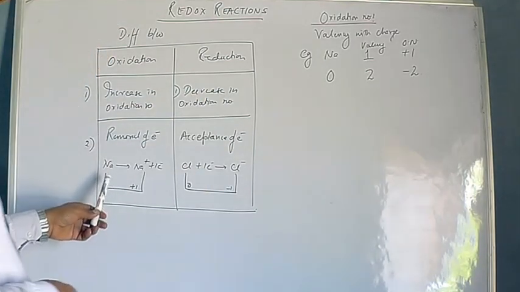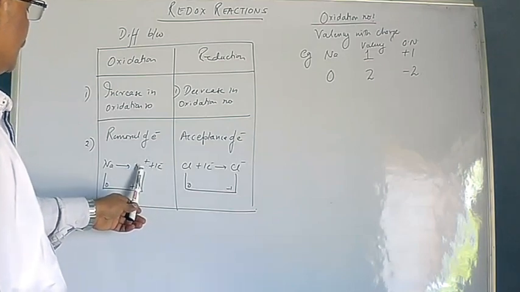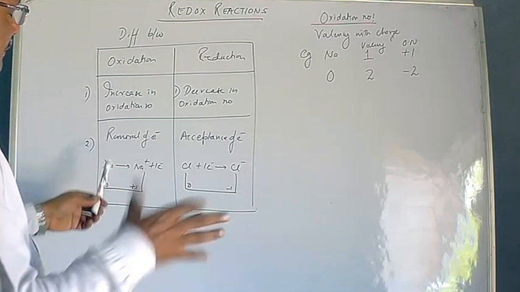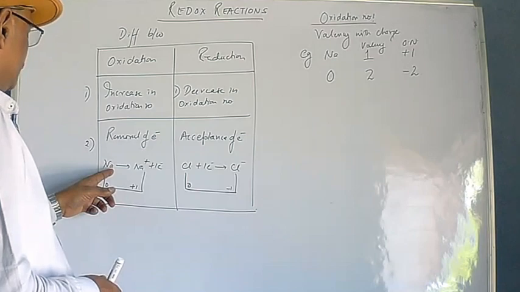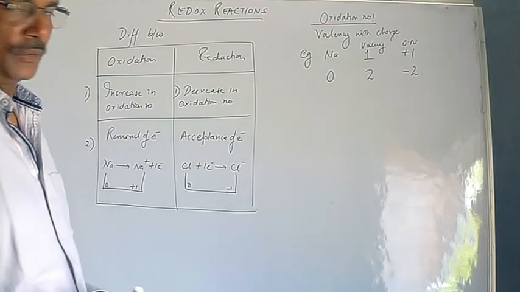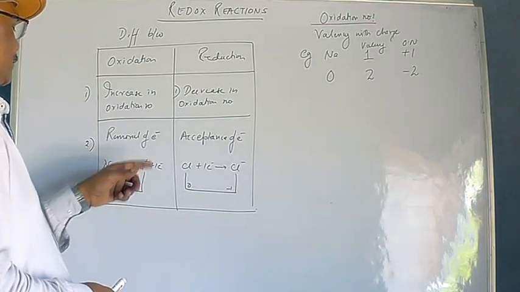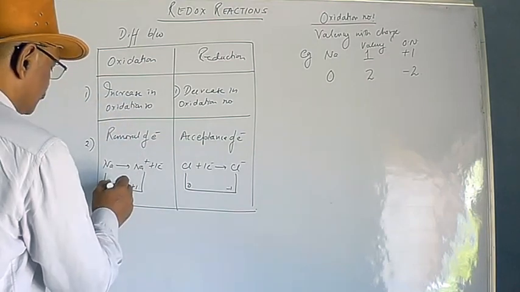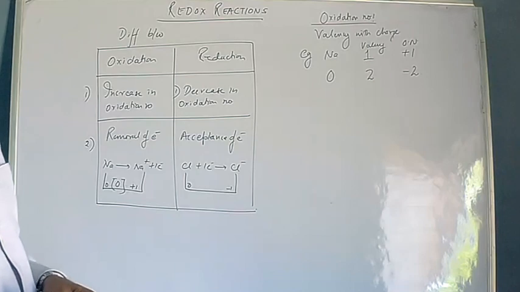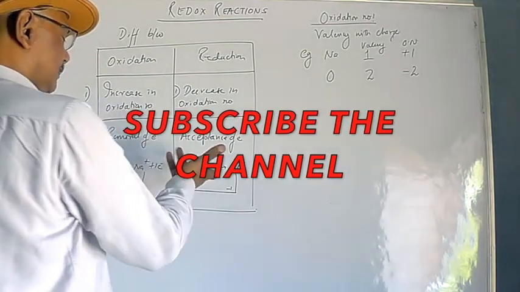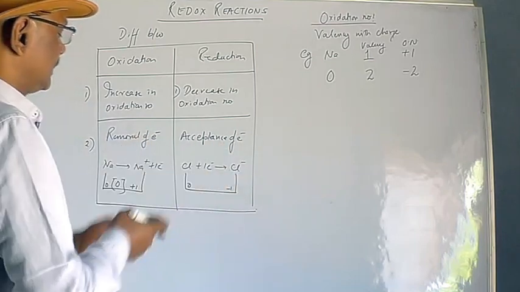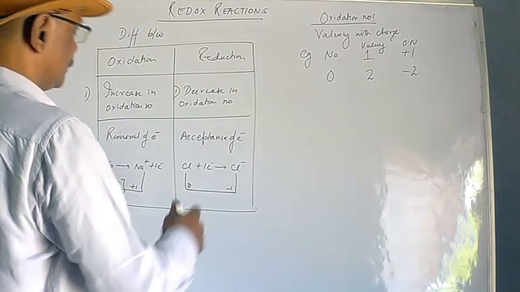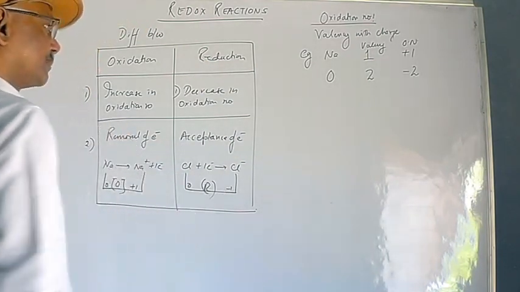Just see the example over here: sodium removing its one electron, getting converted to Na plus. Class, I have written their oxidation numbers here. Sodium has not combined with anyone, so the combining capacity of sodium is zero, therefore its oxidation number is also zero. But after removing its electron, it gets converted to Na plus. So it moves from the zero state to the plus one state, an increase in oxidation number, and hence sodium is going for oxidation. Similarly, chlorine here is not combined with anyone, so its valency is zero, but when it accepts one electron, it gets converted to Cl minus. The oxidation number changes from 0 to minus 1, a decrease in oxidation number, therefore it is reduction.